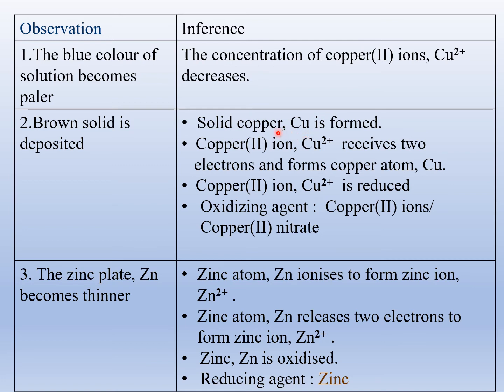The copper will be kicked out from the copper nitrate by zinc because zinc is more electropositive. Copper ion receives 2 electrons to form copper atoms. Copper ion is reduced, oxidation number from plus 2 to 0. Oxidizing agent is copper ions, or we can also say copper nitrate. What happened to the zinc? Zinc becomes thinner. Zinc atom ionized to form zinc ion. Zinc atom will release 2 electrons to form zinc ion. So it is said zinc has been oxidized. Reducing agent is the zinc.